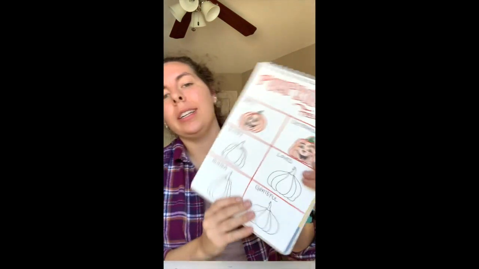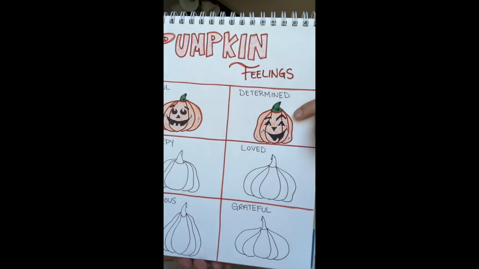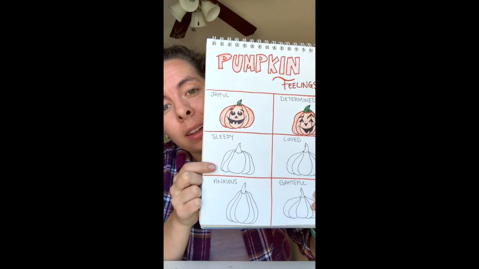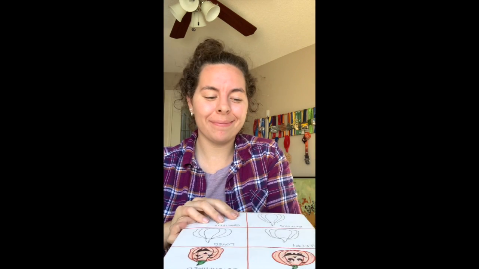All right, so there is my determined pumpkin. Moving on to section number 3. So this is my sleepy pumpkin. Whatever yours is, you can go ahead and carve and color.